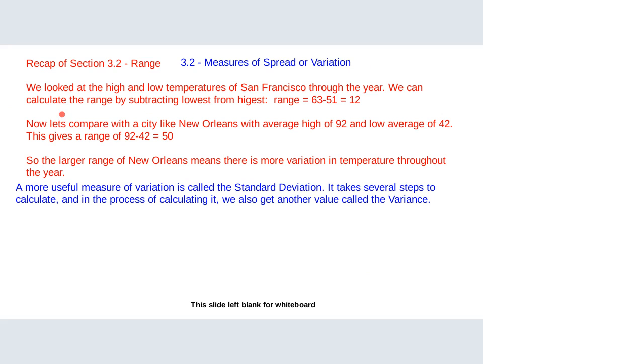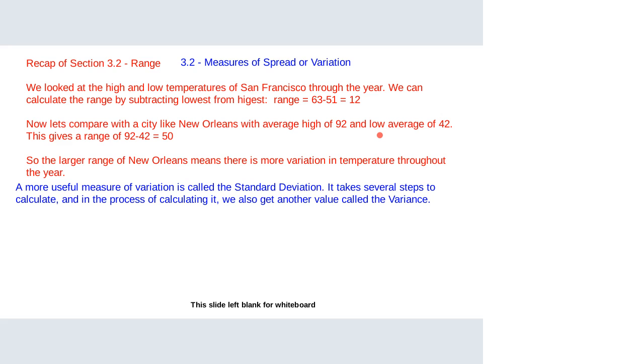Just to go back and recap that example, we looked at the calculation of the range for San Francisco, highest minus the lowest, and we had a range of 12. If we did something similar in New Orleans, I got that data in the notes, you can calculate the range for that. The range is larger in New Orleans, so that means there's more variation throughout the year. It's more spread out. But the range is not a very useful calculation in statistics.